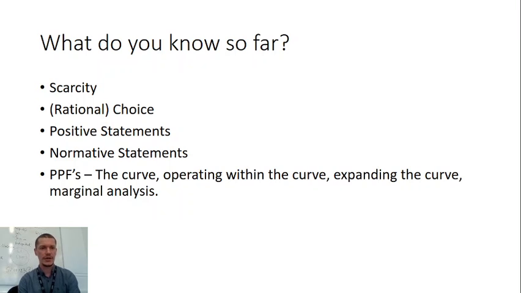All right, what have we done in these first 2 weeks? We know about scarcity, we know about choices that we need to make, we know that we need to be rational, we might make the most intelligent choices, we know what a positive statement is, we know what a normative statement is, and with regards to PPFs from this morning, you know what the curve is. You know that when we operate within the curve, there's unemployed resources. You know that if we expand the curve, there's economic growth. If we push the curve inwards, it shows economic shrinkage. And the marginal analysis, for every 2.5 textbooks, we lose one e-reader or whatever. There's your marginal analysis. So that's what we know so far.